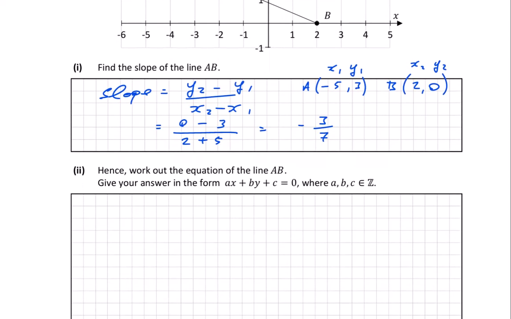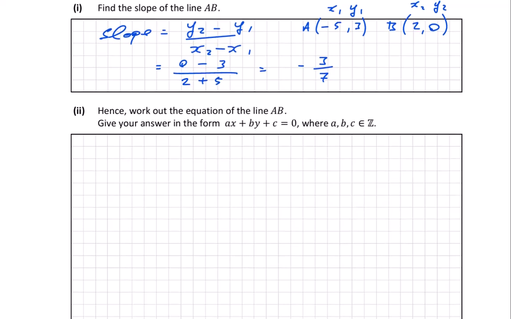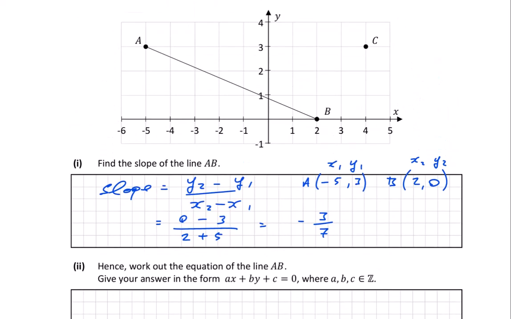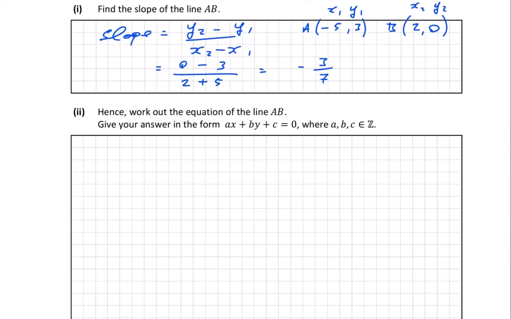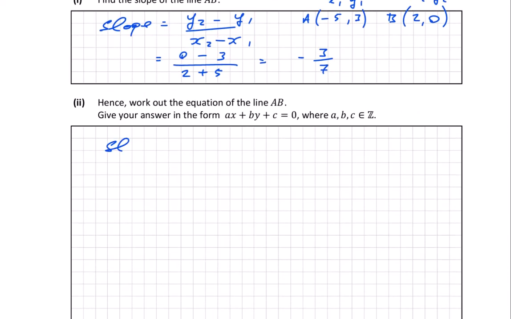Okay, next one then is hence work out the equation of the line AB. So to find the equation of a line AB, you need a slope, so we have that. You also need a point on this line. Well, we have 2 points to choose from. I'm going to pick this one here, 2, 0. So the slope is -3 over 7, and a point is 2, 0.